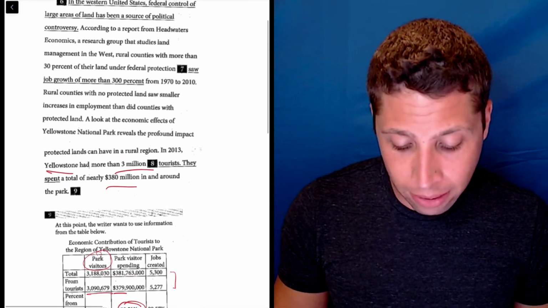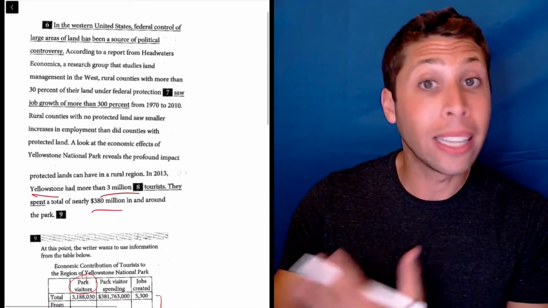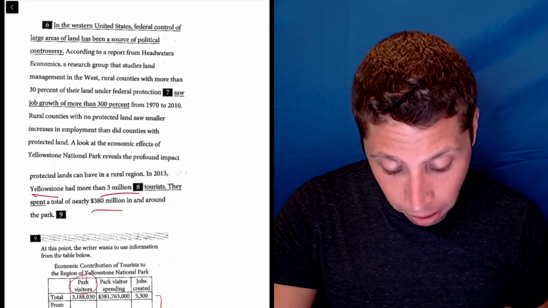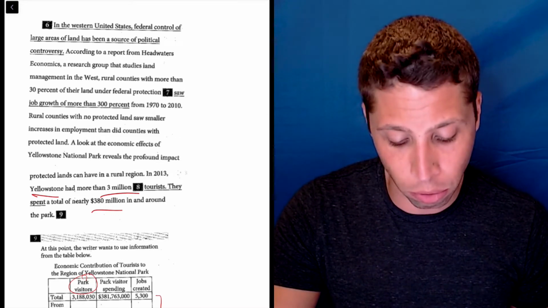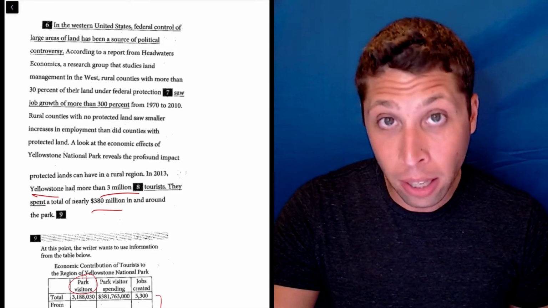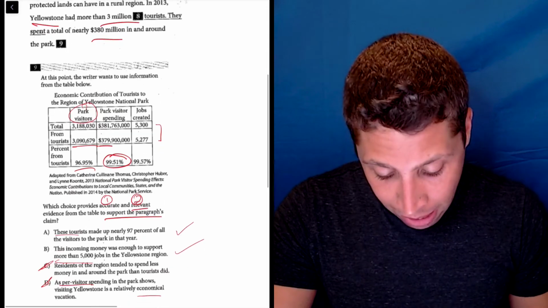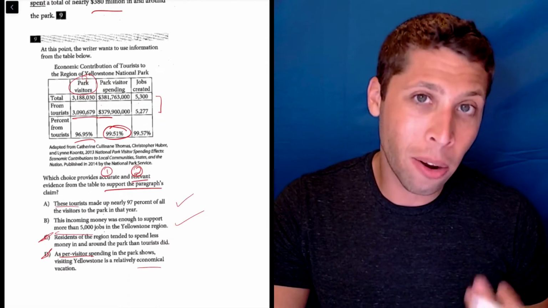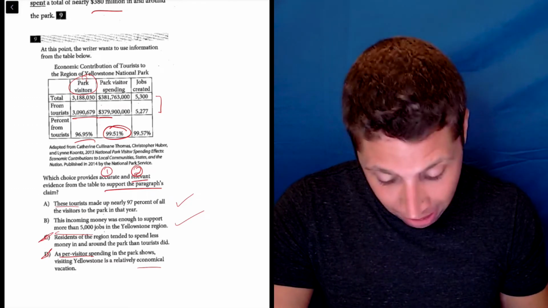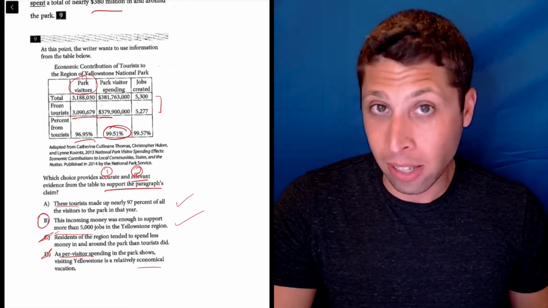Well, what were they saying in this paragraph? They're talking about how protected land is good for a local area. And so in this part, they're saying in 2013, Yellowstone had more than 3 million tourists. They spent a total of nearly $380 million in and around the park. So they're talking about what they're spending. So I don't care that 97% were tourists. They're talking about the money. So B is going to support the paragraph.